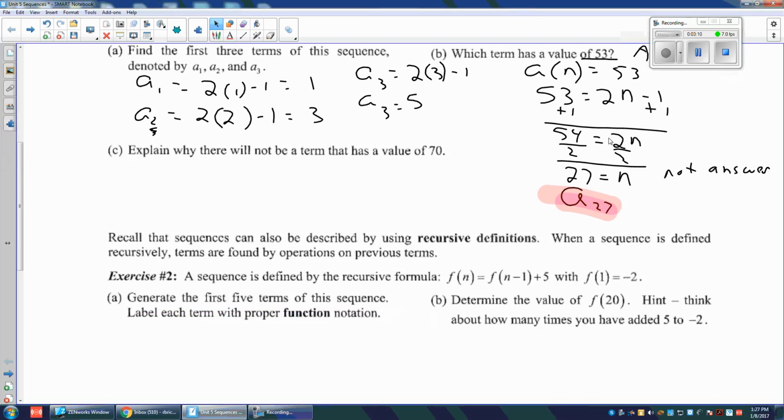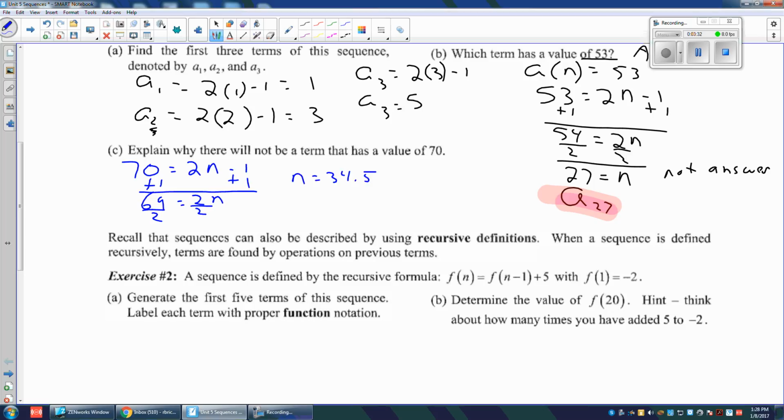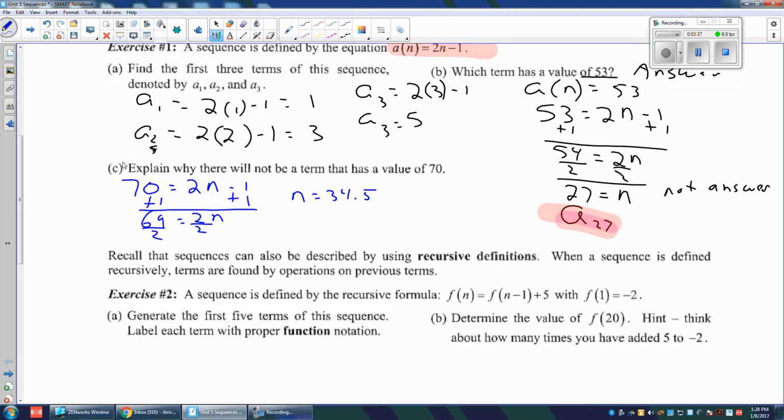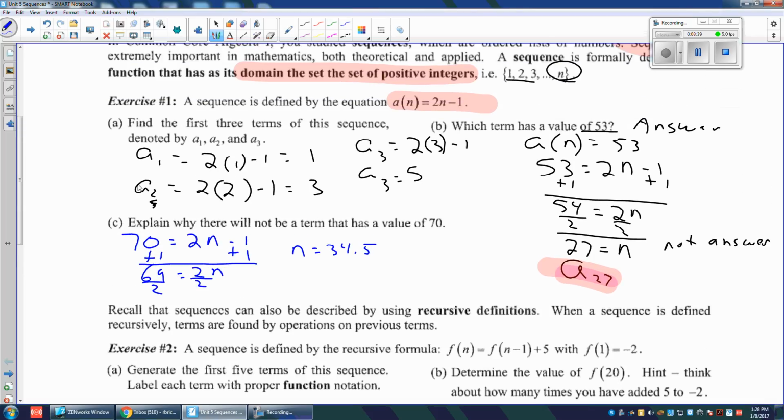Explain why there's not going to be a term with a value of 70. I don't know. 70 equals 2 times n minus 1. We add 1. We add 1. 69 equals 2n. When we divide both sides by 2, looks like we get 34.5. n equals 34.5. Well, that seems fine. Why can't we have an a sub 34.5? Because the definition says it has to be a positive integer. That's a rational number.